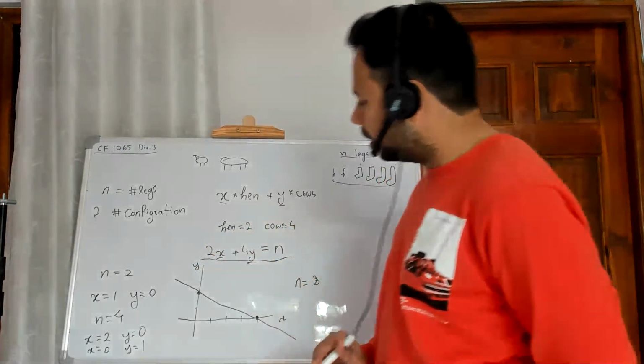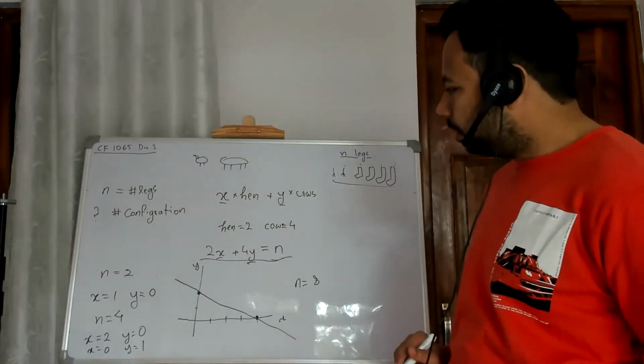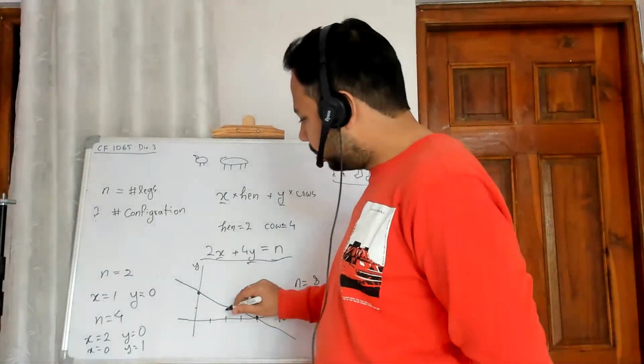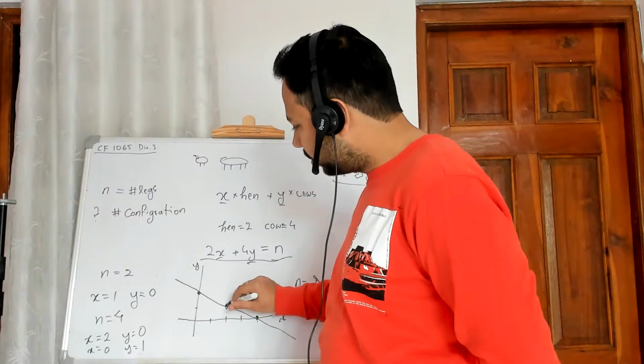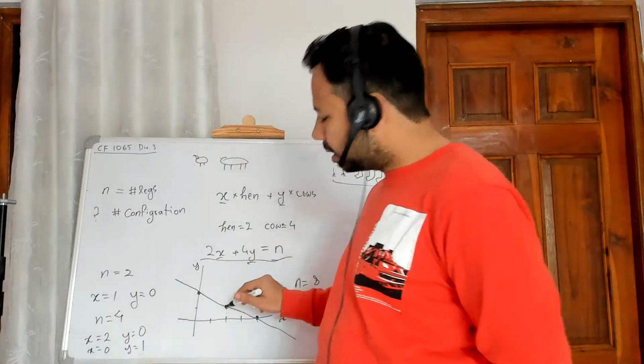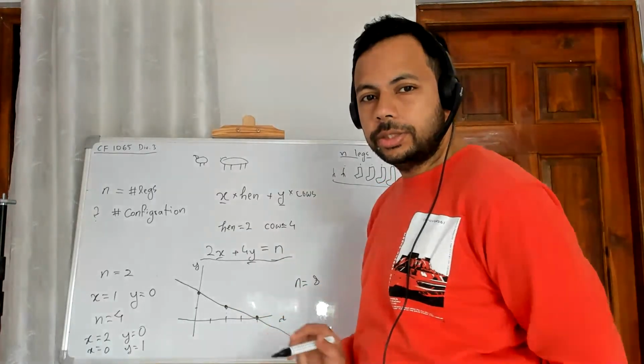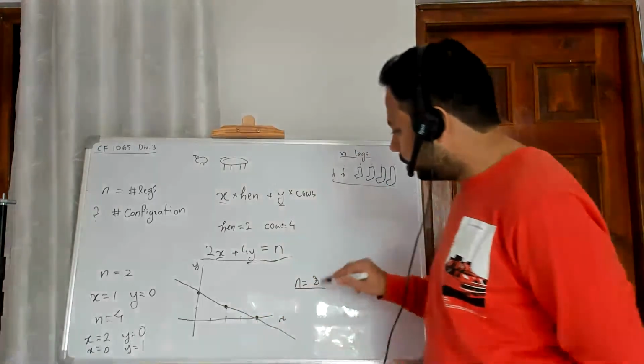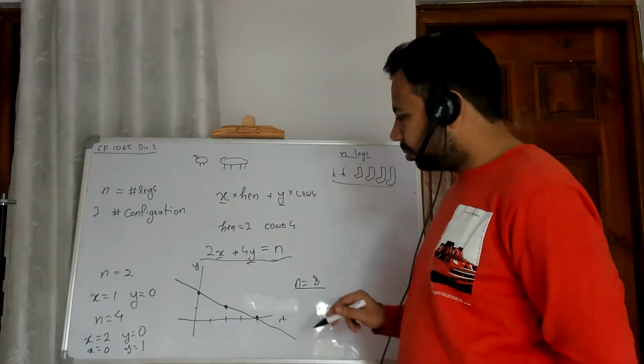This is what the curve looks like. And all you have to do is determine all the points where this curve intersects with integer coordinates. So when n is equal to 8, there are a couple of possibilities.